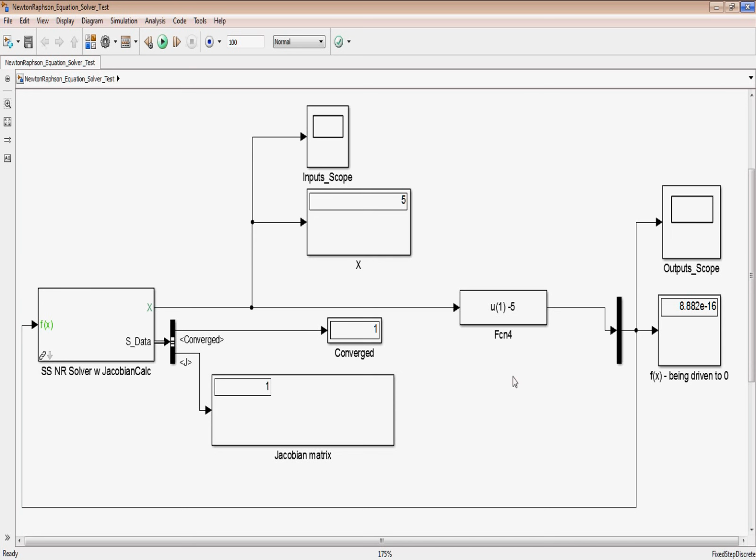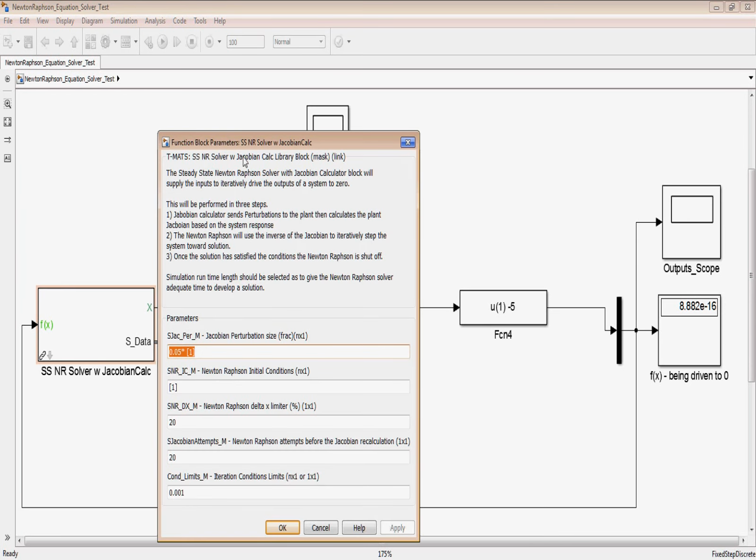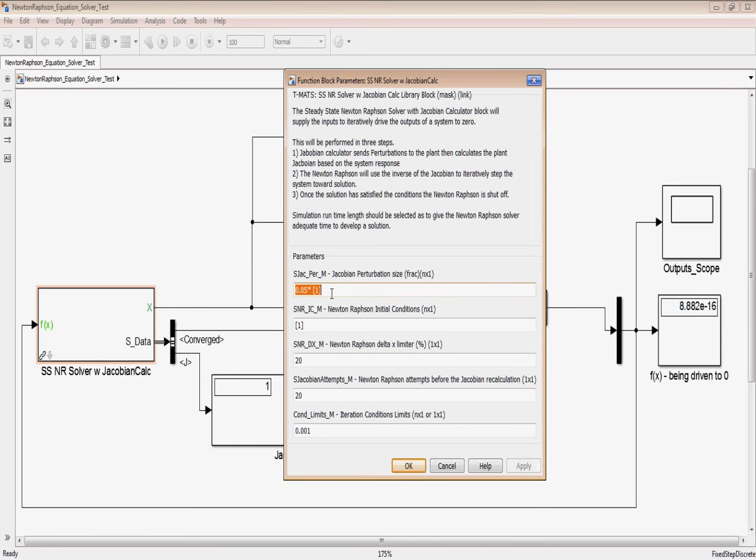So the first thing we do is we set up our function. So here we have u of 1 minus 5, and then we set up our solver. The first thing to set up is the Jacobian perturbation size. This is in fraction, so there's only one input, so we only have one value. So we have 0.05, which is 5%. We then have our initial conditions. We don't want to make it too easy, so we set it to 1, which will make it move a little bit.